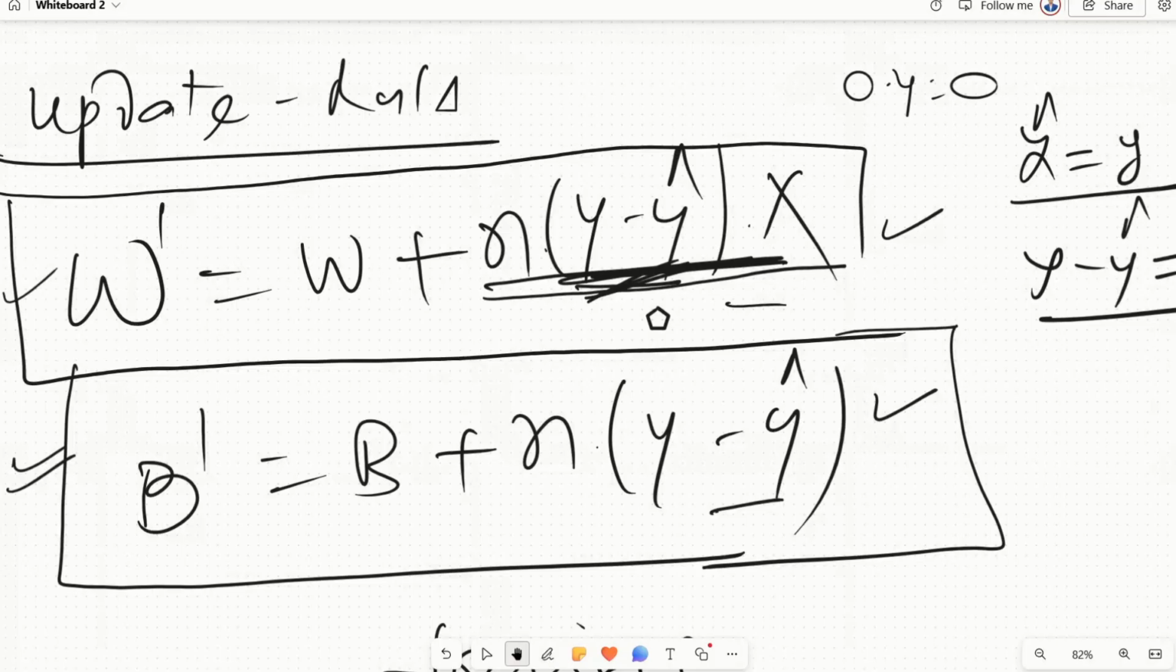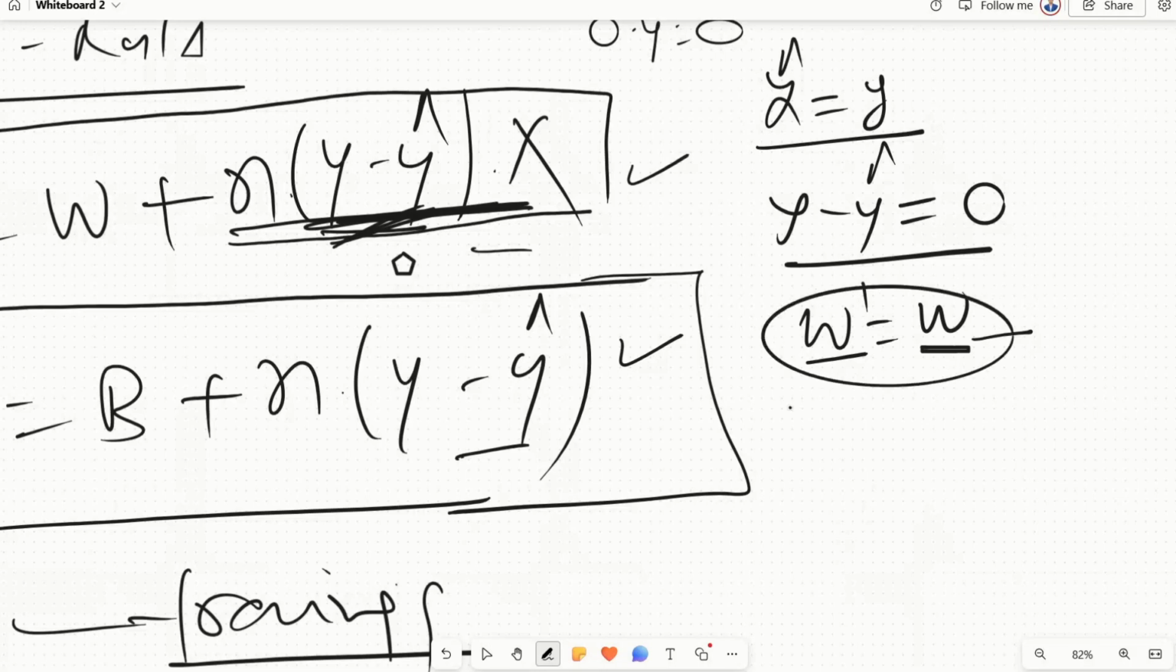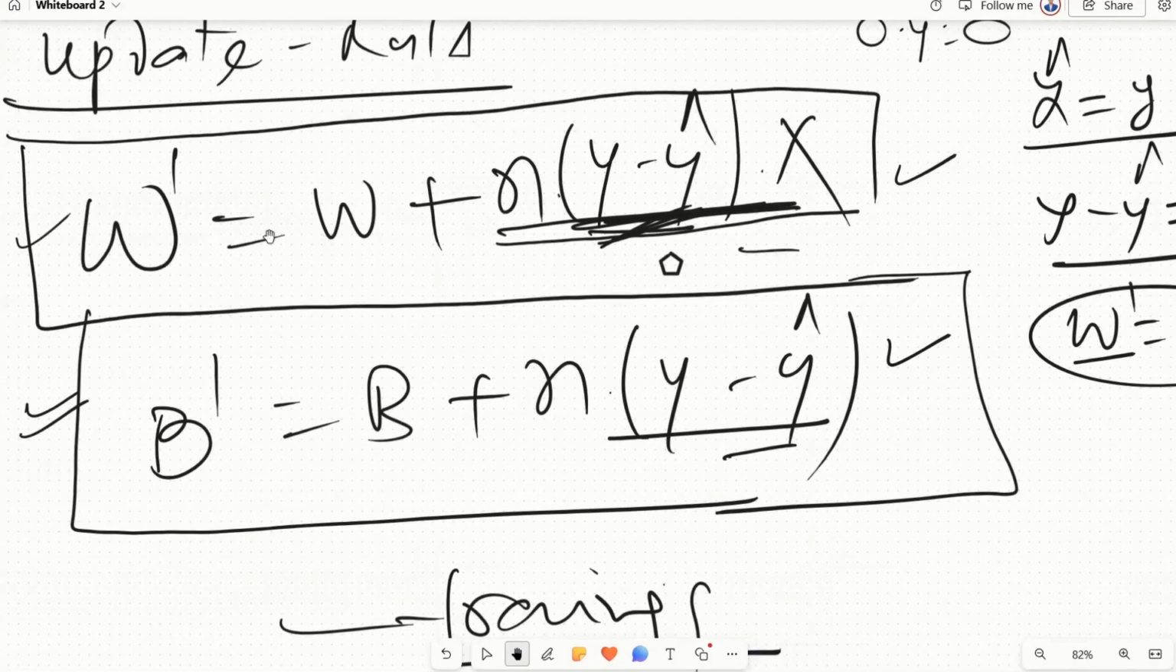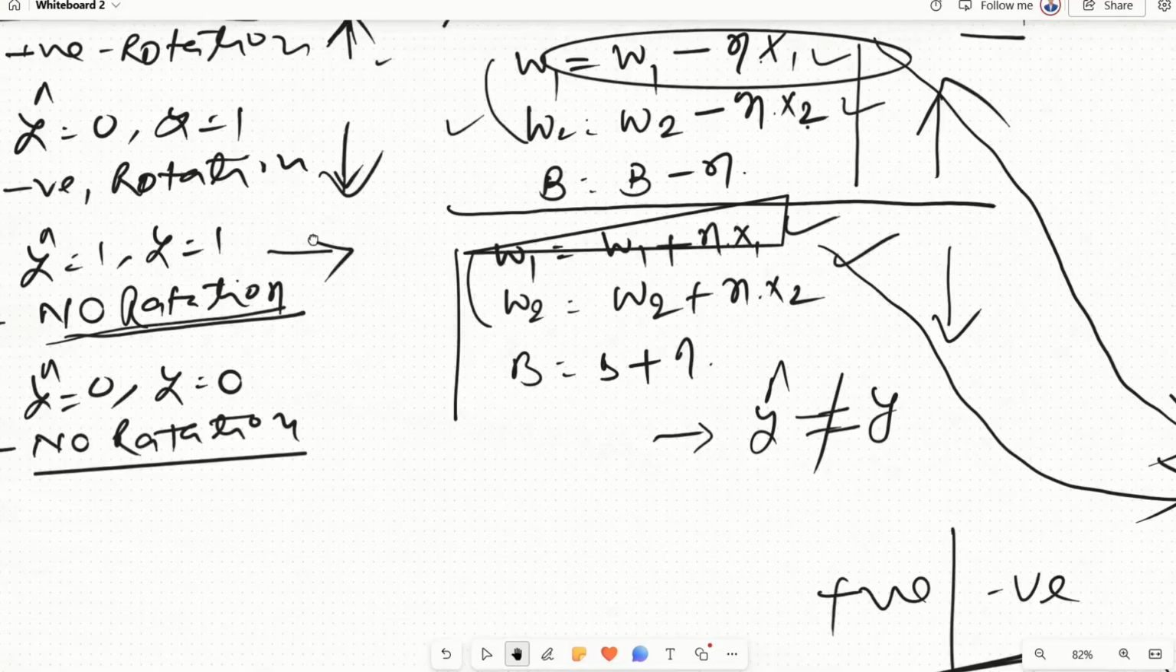Okay, so in this case, what happened? Your new weight will be equal to the old weight. I mean, there's no change. So new weight is equal to old weight, so during the update, there will be no update in the weight. Similarly for bias also. Okay, so you can see that this equation is covering all the four cases. So one equation covers all four cases, right?